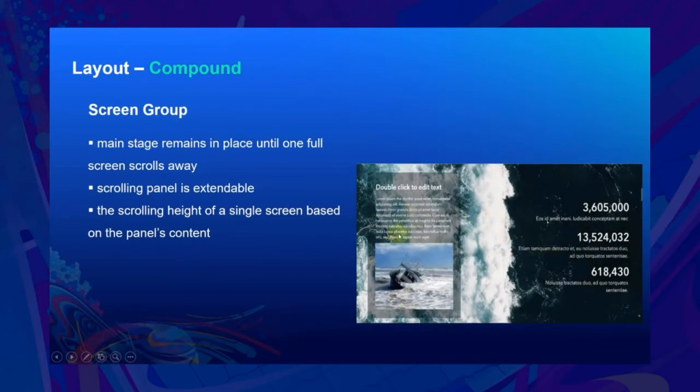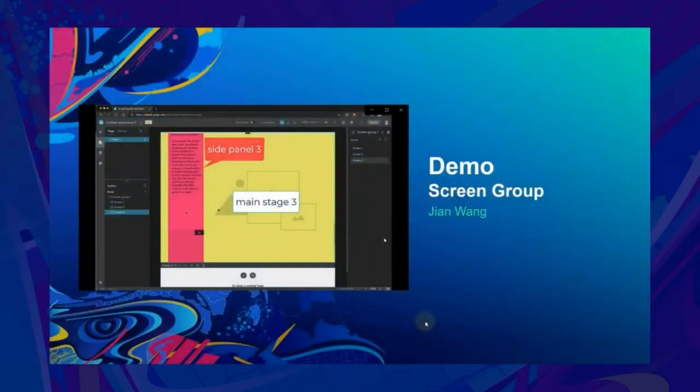The content in the scrolling panel is scrollable. It can float on a main stage or dock at the side. The scrolling panel is extendable, just similar to a scrolling page. The scrolling height of a single screen is based on the scrolling panel's content. Now Jen will explain more in the next demo.